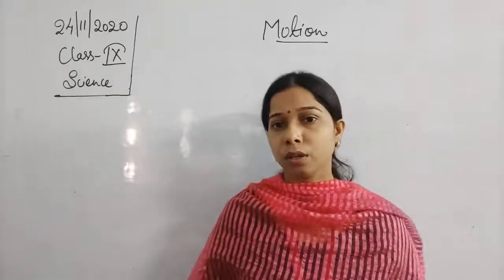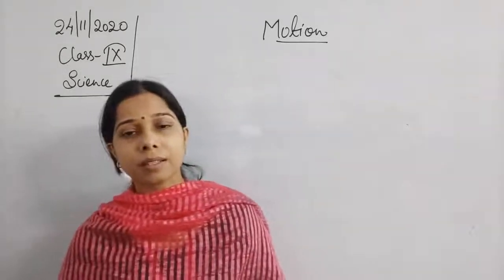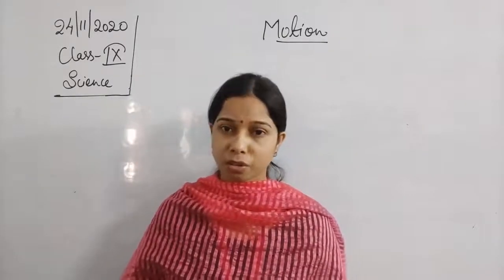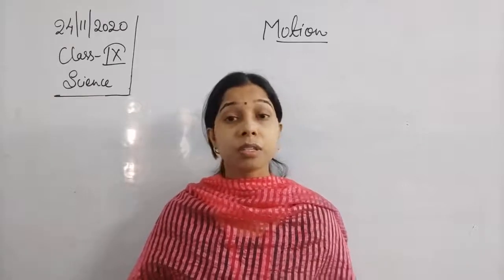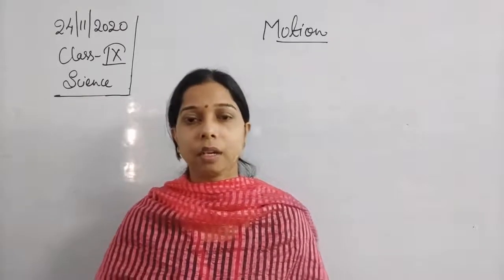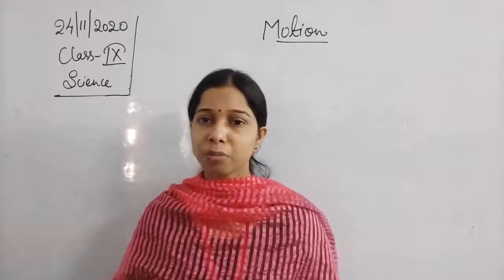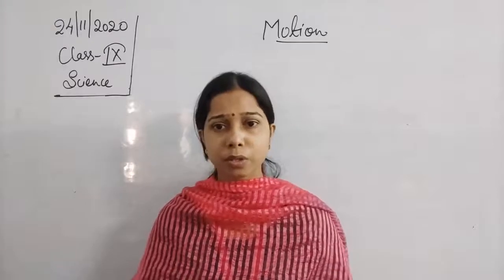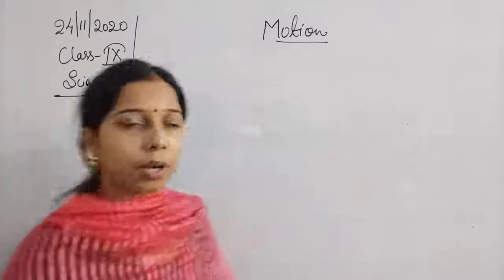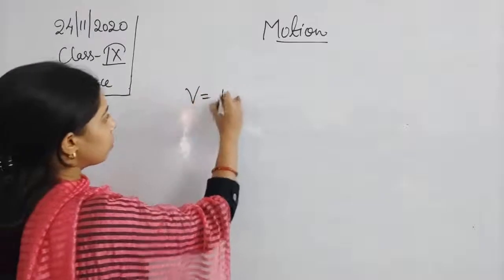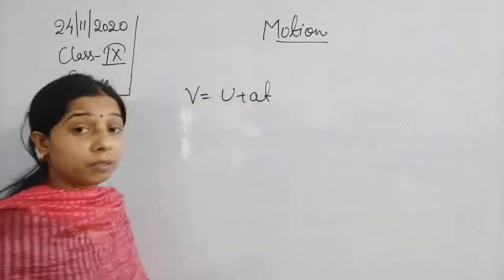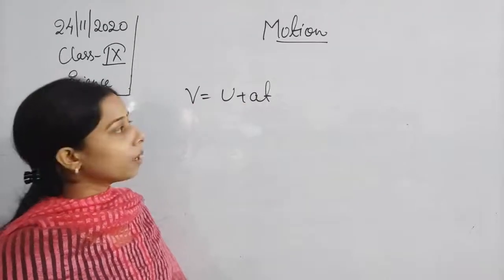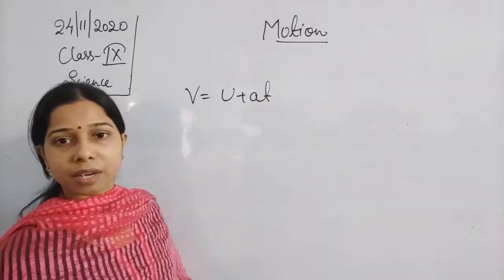Hello students. In the previous class in this chapter, that is motion, we were talking about the equations of motion. There are three equations of motion. That is v = u + at, and s = ut + half at squared. These are the two equations of motion that we had discussed. The first equation was v = u + at. This is finding the velocity with the help of the acceleration and time.